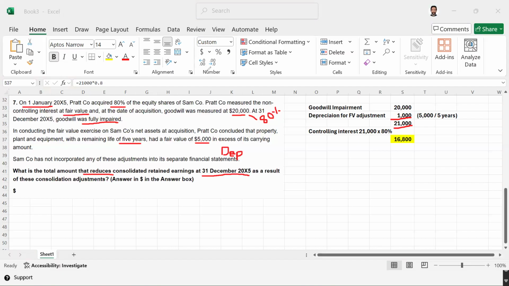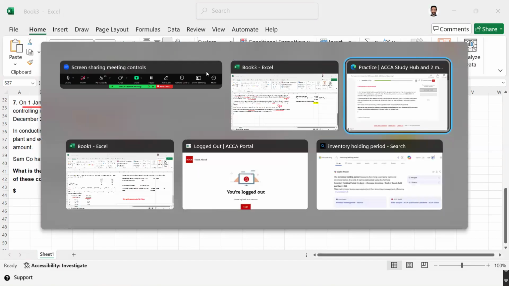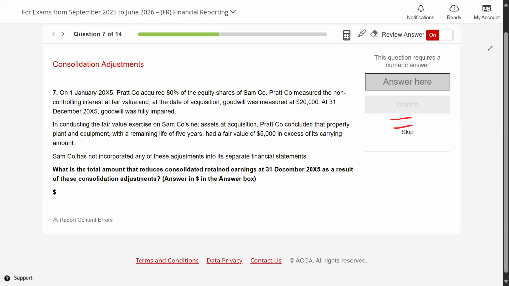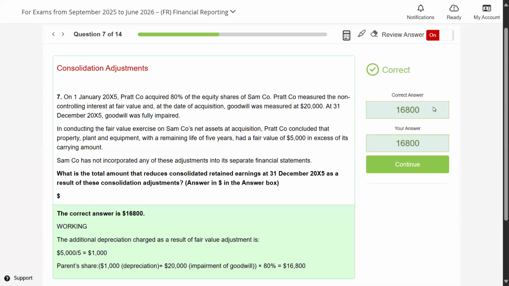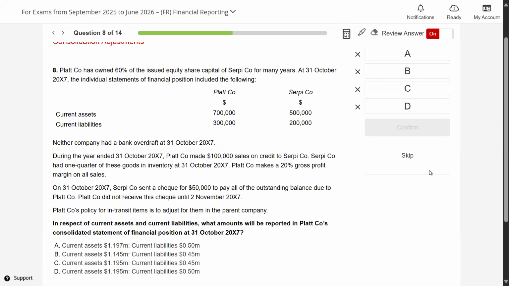Okay, so let's see. We have got the answer here. That is 16,800. Let me just clear the drawings here before we move on. Then 16,800. So we move on to the next one. This is correct.